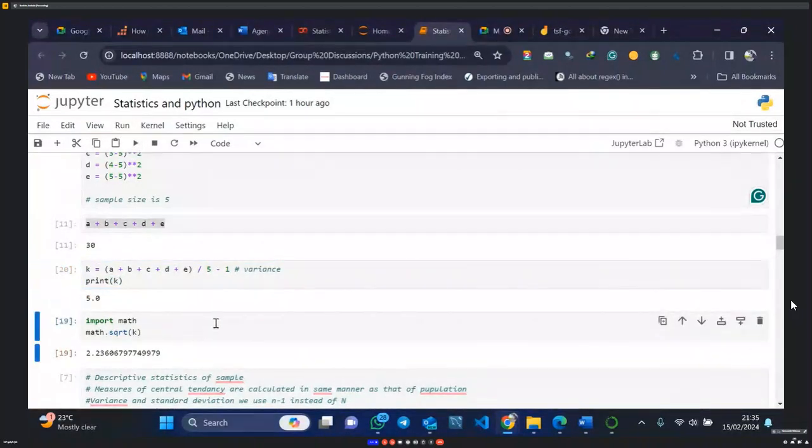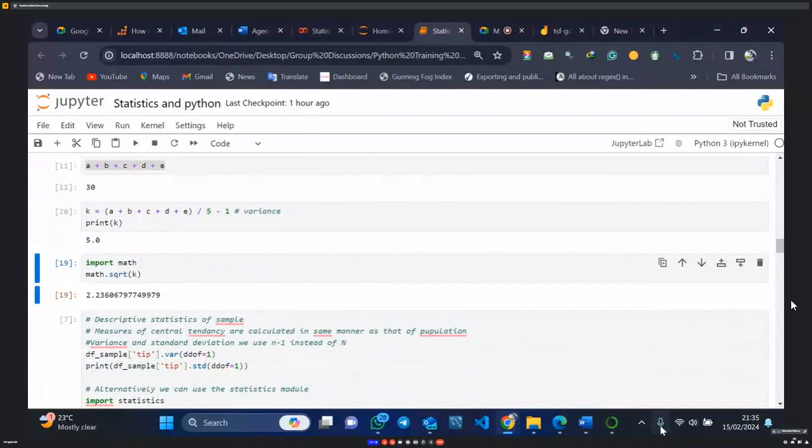K is 5. Are you able to see? Yeah, I can see. Is it supposed to be 5? No, because it's supposed to be... Okay, you can put 5 and 1 in a parenthesis. Exactly.